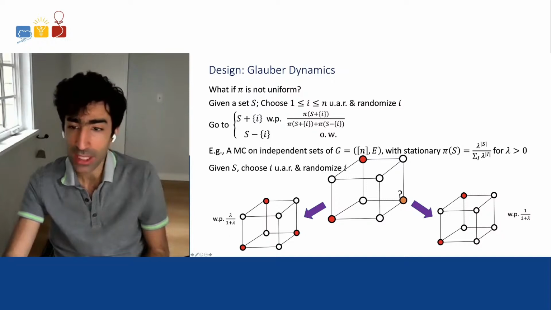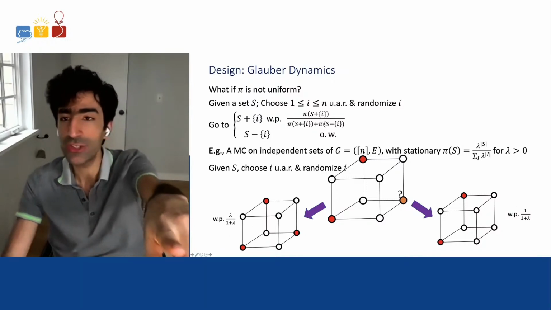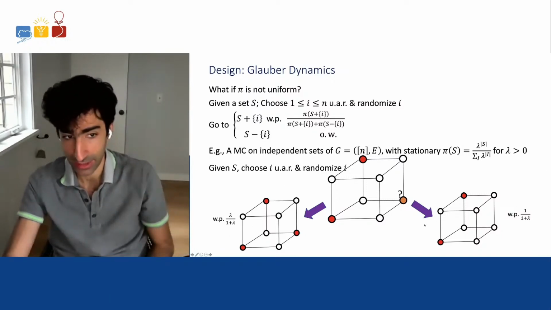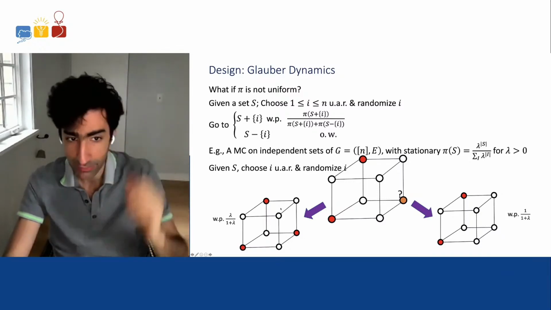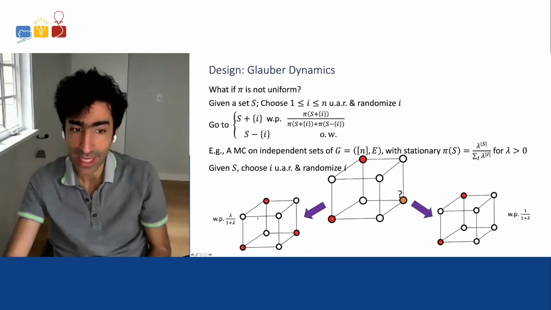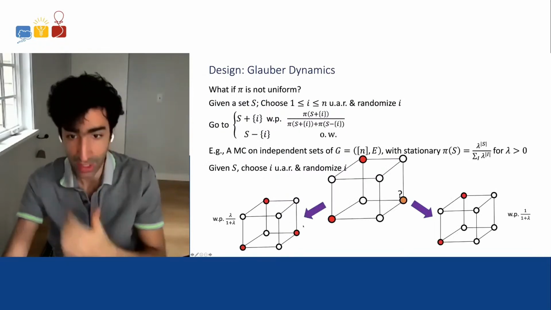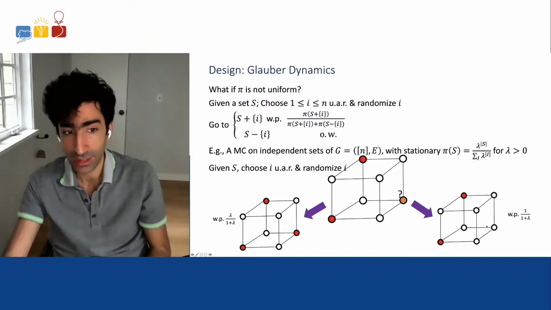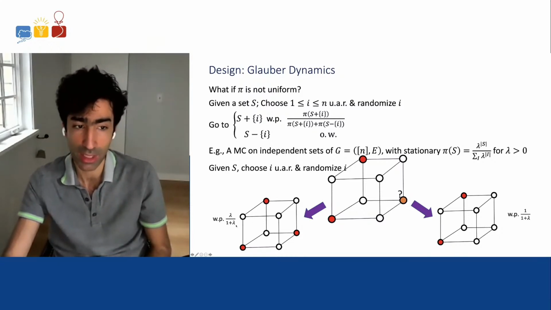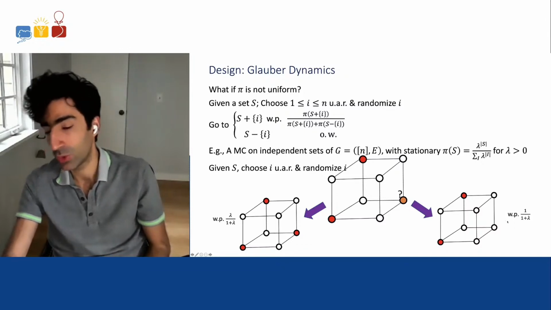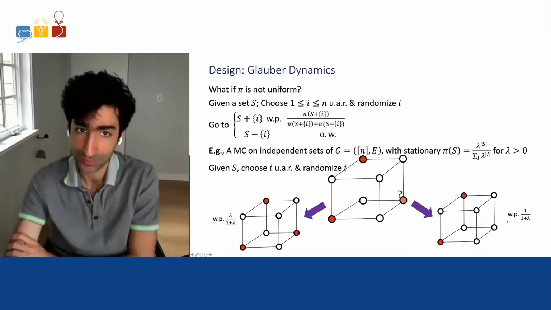Where did these numbers come from? It's exactly these ratios. If you just cancel it out, you see that the probability of the left scenario, the left case, is lambda times the probability of the right one. That's why you have to go to this guy with probability lambda over 1 plus lambda, and the right one with probability 1 over 1 plus lambda.